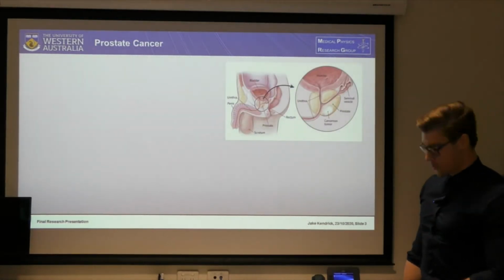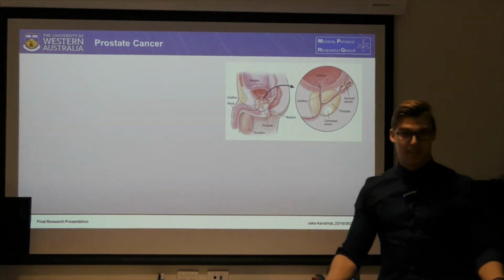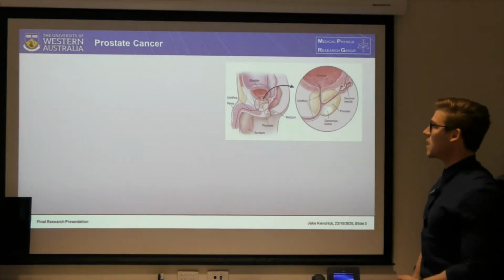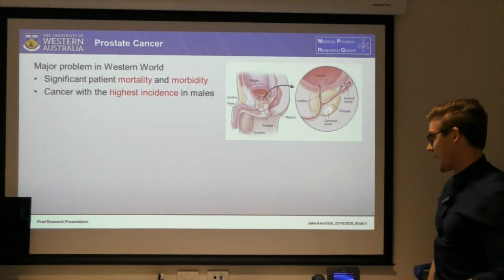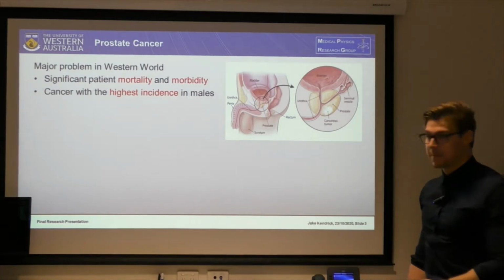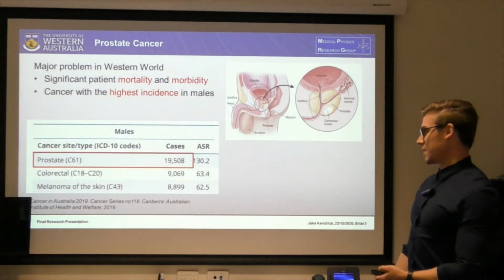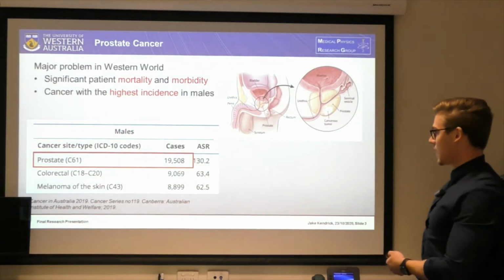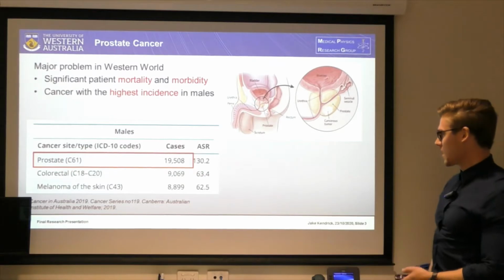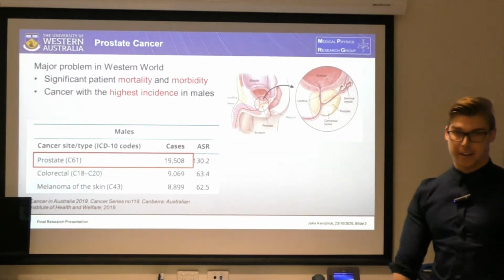So just by way of introduction then, prostate cancer, as the name suggests, refers to a malignancy that arises within the male prostate organ. It's a significant problem in the Western world. It's associated with quite high patient mortality and morbidity. It's also the cancer with the highest incidence in males. So if we look at the Australian Institute of Health and Welfare statistics for 2019, 20,000 prostate cancer cases were diagnosed, which comes in at more than double the type of cancer that comes in second incidence for males.